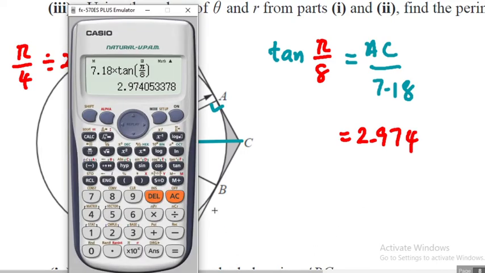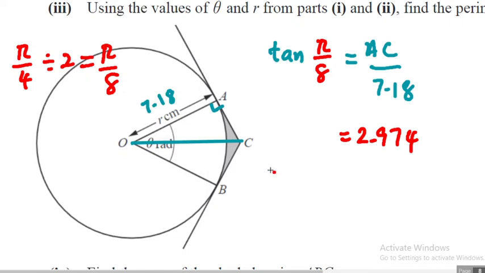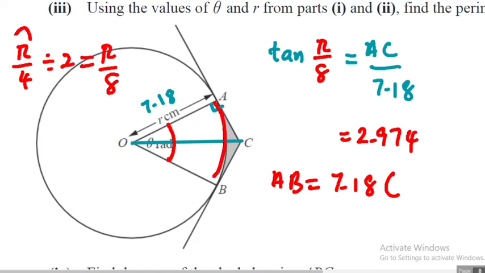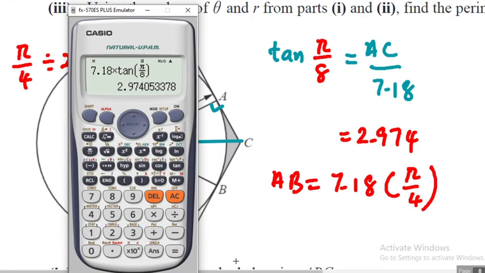So that is AC. Alright. So to find AB is equal to r theta, right? So our r is 7.18. Theta is the whole theta, because you want to find the arc of AB, right? So we use pi over 4, not pi over 8. Sorry, pi over 4. Okay? This one you press calculator, you should be able to get the answer.